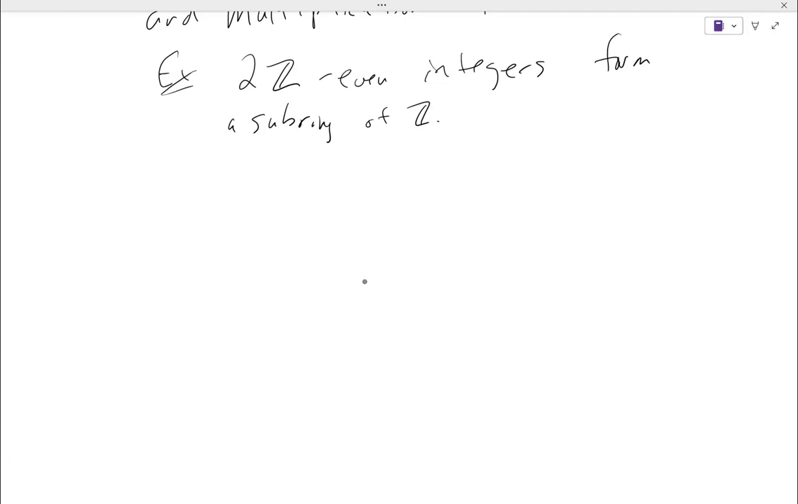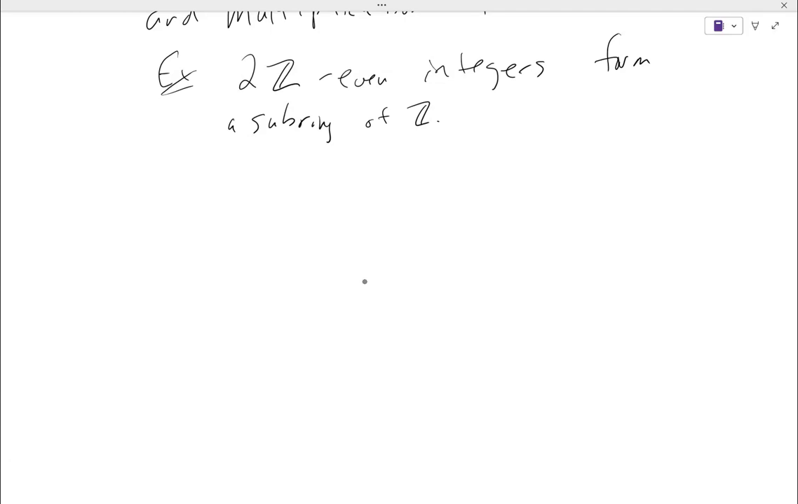Real numbers. Okay, real numbers. Can you think of something that gives you a subring of real numbers? Rational numbers will work, right? Because the rationals, when you add two rationals, you get a rational, right? Additive inverse of a rational is a rational, all that good stuff, right? So the rationals would be a subring of the reals.